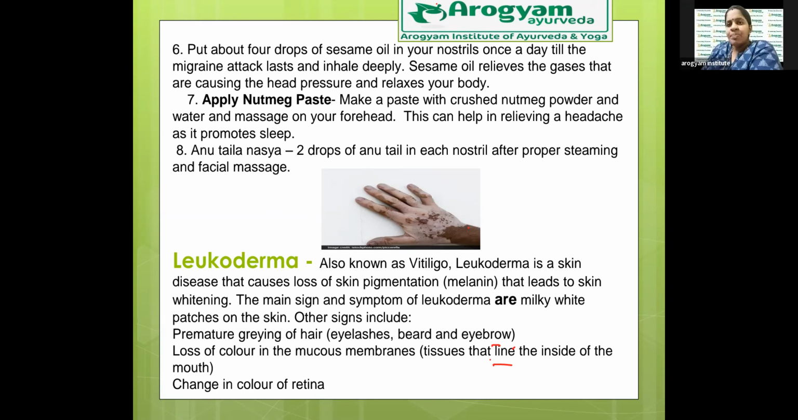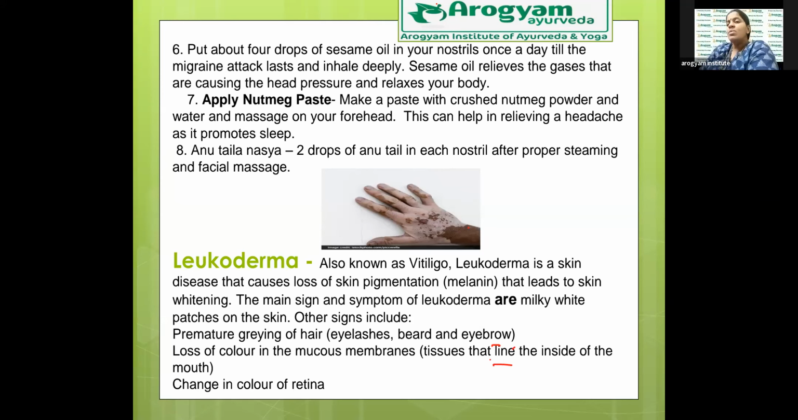Apply nutmeg paste, जिसे हम बोलते हैं जाती फला, इसका पेस्ट बना के क्रश करके nutmeg powder and water and massage on your forehead. This can help in relieving a headache as it promotes sleep. Anutaila nasyam, that is 2 drops of this anutaila in each nostril after proper steaming and facial massage, is very helpful. Then, yes, this is about migraine और इसके साथ हम देते हैं पथ्यादि क्वाथा and then shirashula vajrarasa and then narikela lavanaka preparations. So these are all some typical remedies in Ayurveda for this migraine.